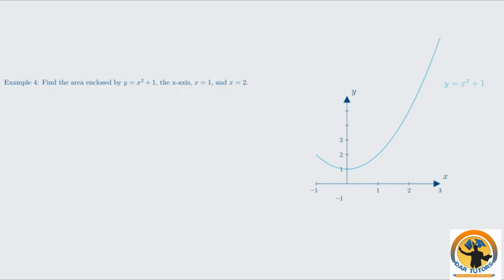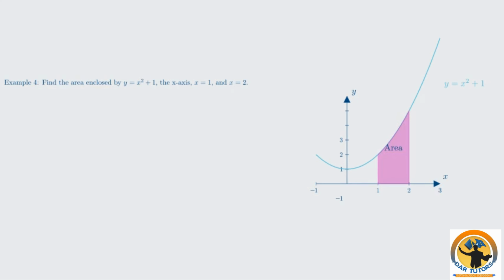Let's try a more complex curve. Find the area of the region enclosed by the parabola y equals x squared plus 1, the x-axis, and the vertical lines x equals 1 and x equals 2. First, it's always helpful to sketch the region. The parabola y equals x squared plus 1 is always above the x-axis. The area we want to find is the region under this curve between x equals 1 and x equals 2.